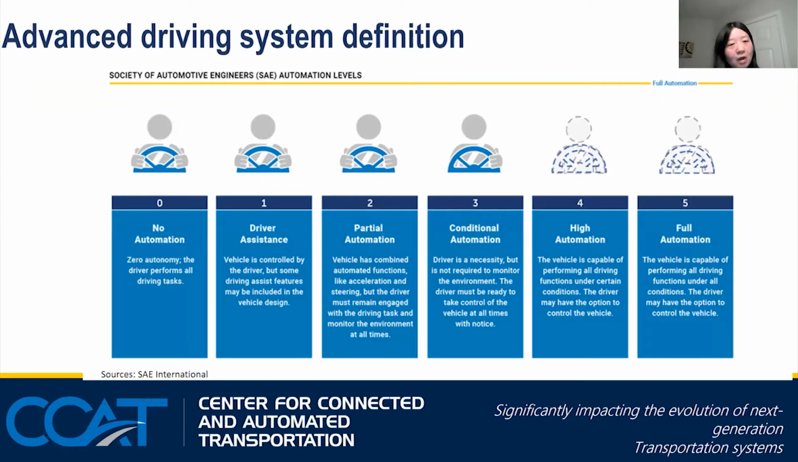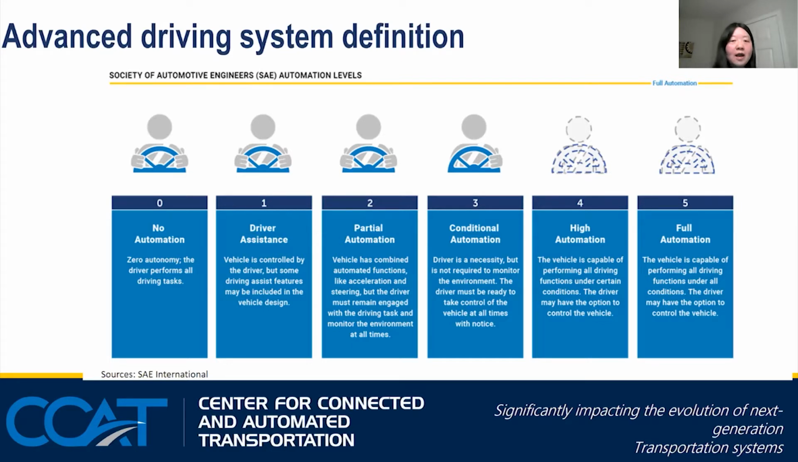However, if your car does have an adaptive cruise control system, then congratulations, you're moving forward from level 0 to level 1, which is called a driver assistance system. For this level, the vehicle is controlled by the driver, but some driving assisting features, like adaptive cruise control or lane keeping assist, are available to help you from one of the directions.